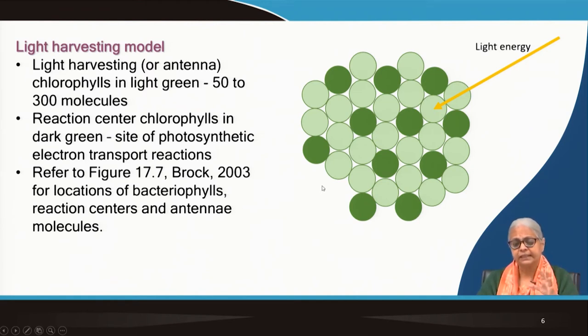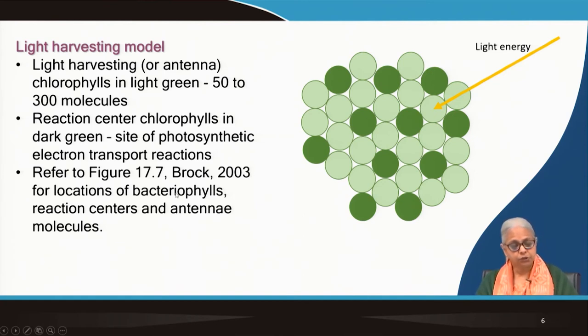This is a very simplistic schematic of how light energy is taken up by the antenna molecules and channeled. So all these 50 to 300 molecules are channeling this light energy to the reaction center. The reaction center contains chlorophylls, shown in dark green, and this is the site of the electron transport reactions, which we will be looking at in the subsequent slides. So the site of photosynthetic activity, where electron flow is initiated, is the reaction center.